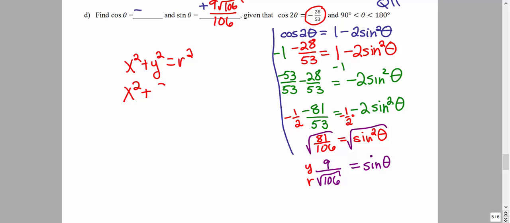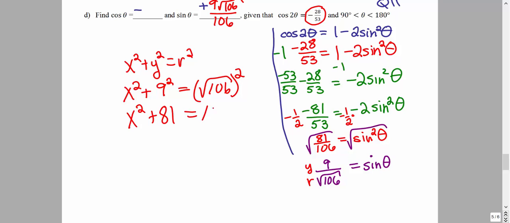9 squared, and then we have square root of 106, and we need to square that. So that's x squared plus 81 is equal to 106. Subtract 81 from both sides, we get x squared is equal to 25. So we get x is equal to plus or minus 5.